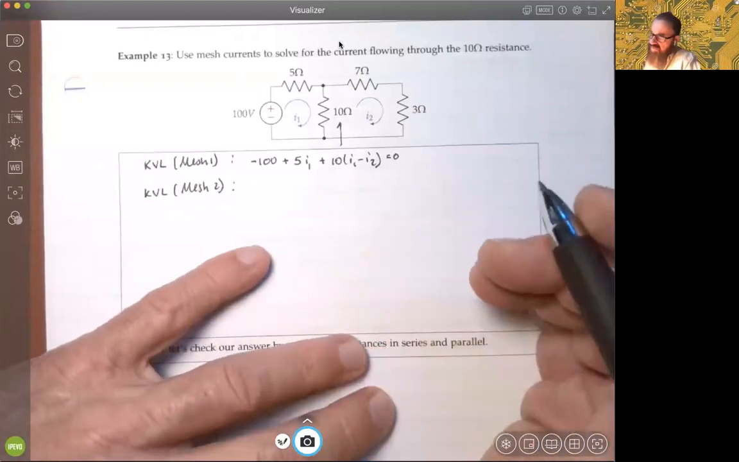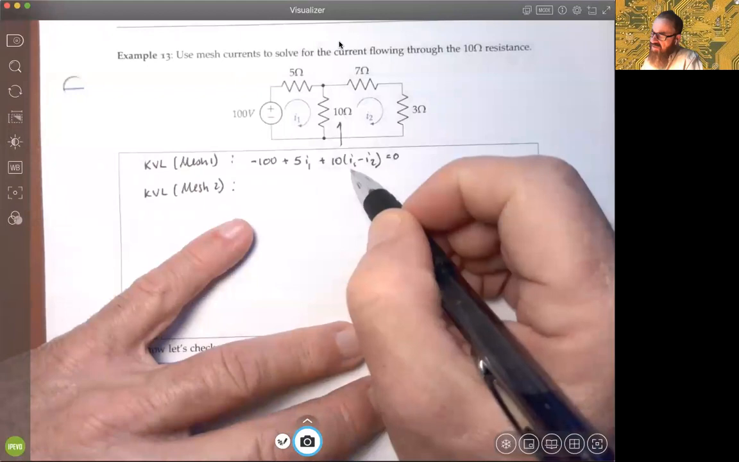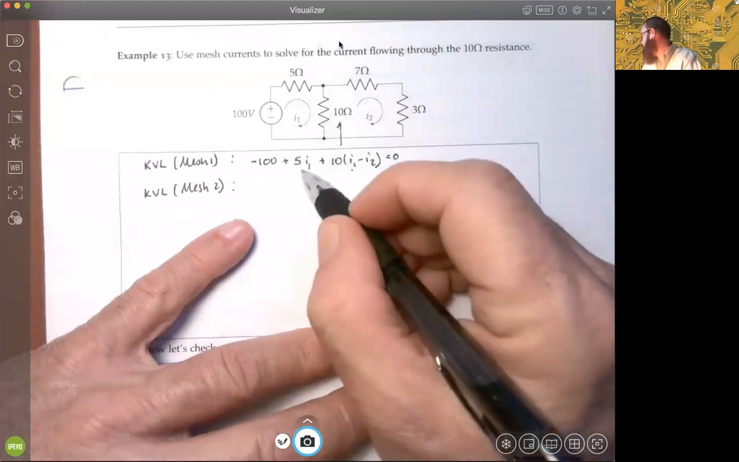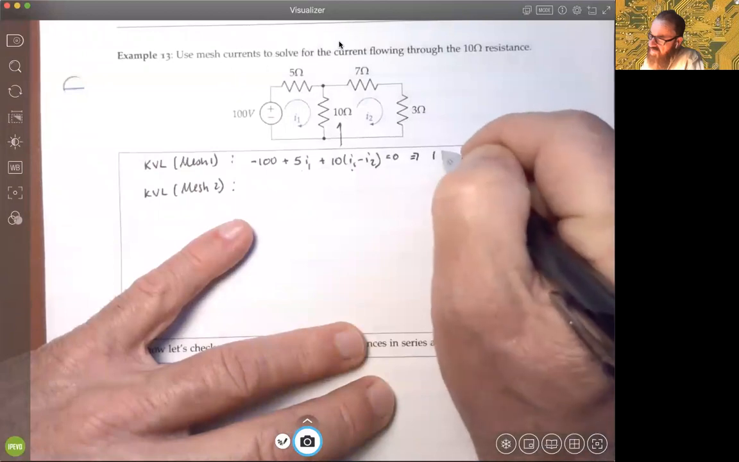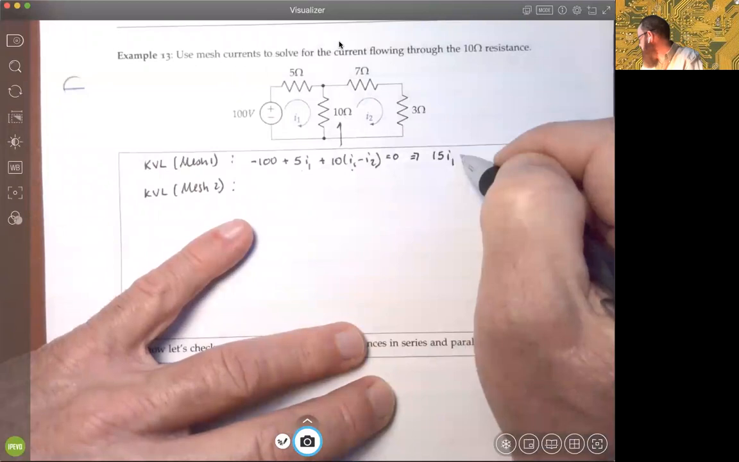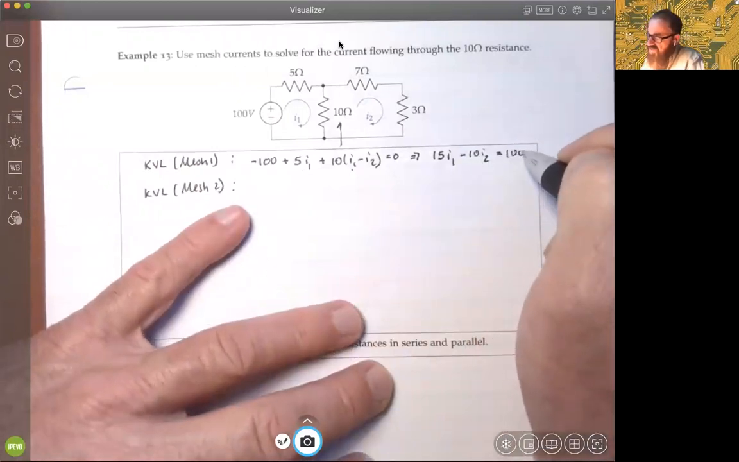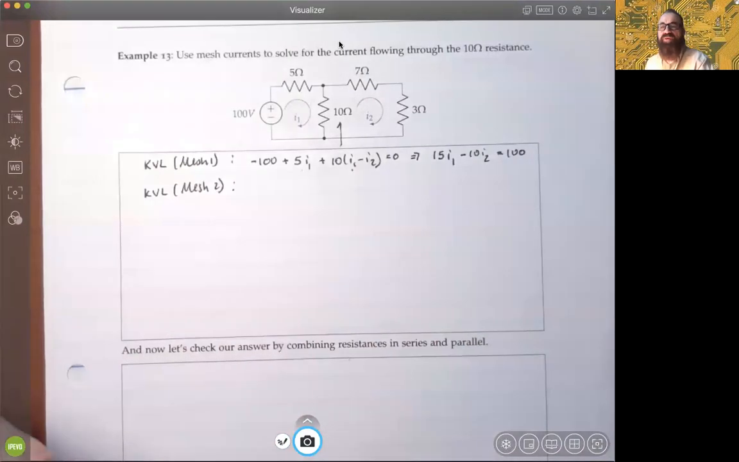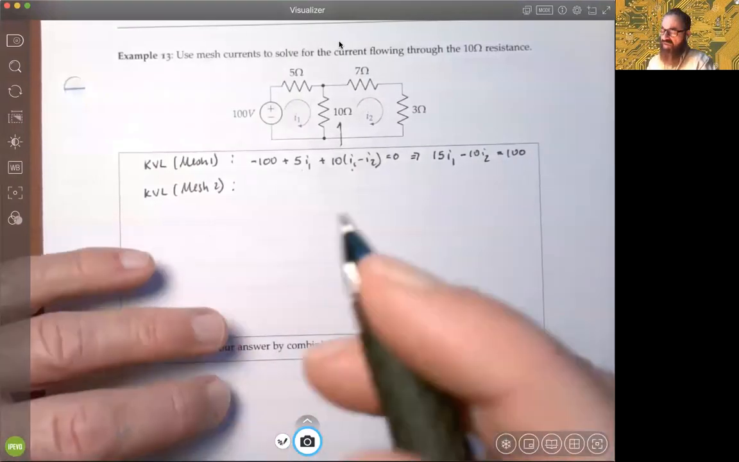Let's think about putting 100 to the other side, and you have 10 I1 and 5 I1. So I guess we could say this is just simplified as 15 I1 minus 10 I2, and then pull that 100 to the other side. So it's a little bit nicer to work with. Okay, very simple equation relating the two mesh currents.